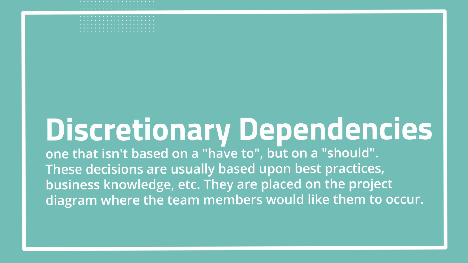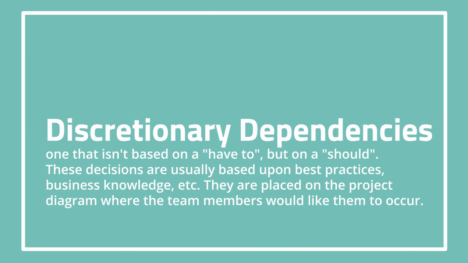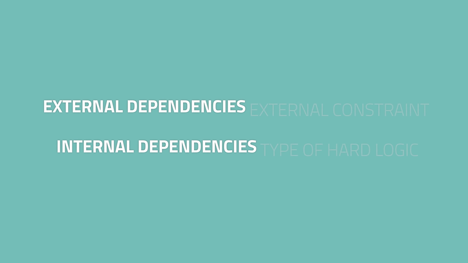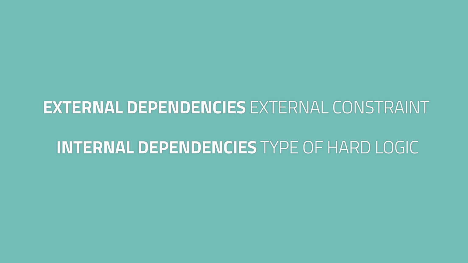It's hard logic. Now, discretionary dependencies are soft logic, that it can happen in any order that you want. So for example, we could paint the walls and then put the carpet in. So it's discretionary, it's soft logic. Now, two other types of dependencies you want to consider are internal and external dependencies. External dependencies are pretty easy to see. You're waiting on a vendor. You're waiting for approval from the inspector in the home you're building.